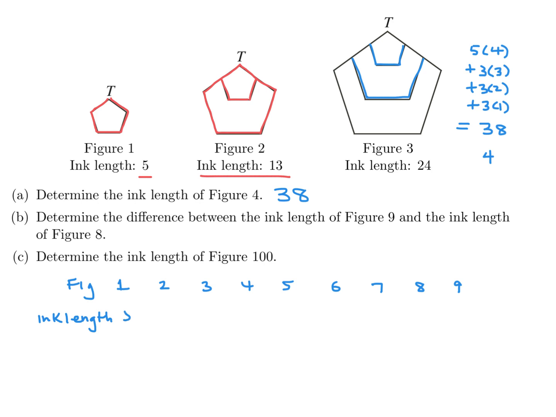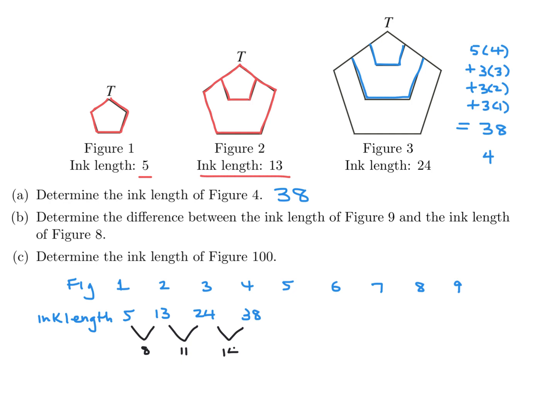So that's going to be 5, 13, 24, 38. Okay, now the other ones I don't know, but I think I can figure out the other ones with the pattern. Let's see. What's the difference there? That's 8. What's the difference there? That's... hold on. The difference there is 11. The difference there is 14.